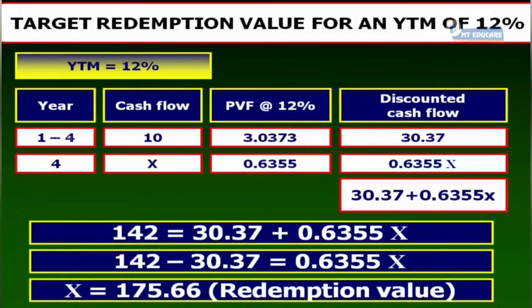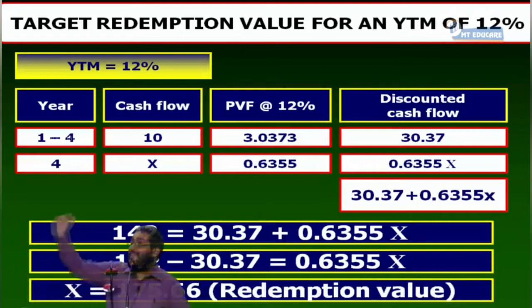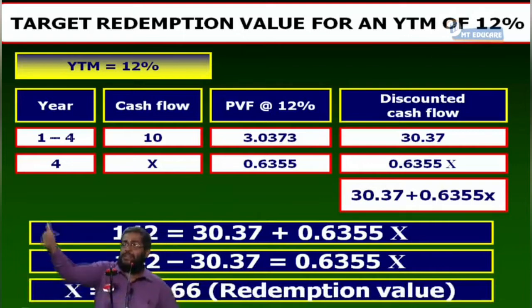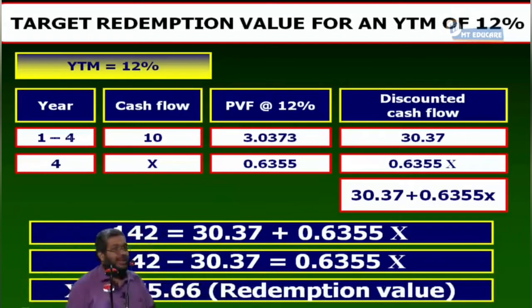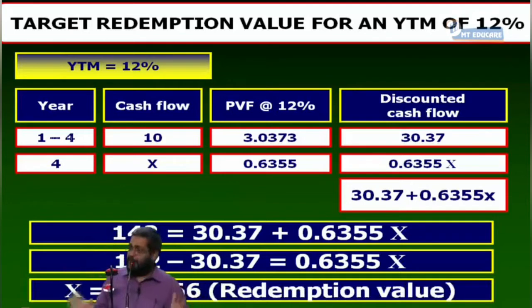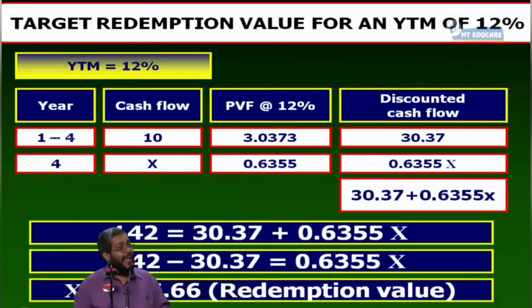4 years. And also I get a redemption value, how much rupees? 175.66. Then only I'll be earning a 12% YTM from this bond. Yes or no? Yes, sir. With coupon alone, I can earn only 10%. Yes, sir. 10% coupon will give me only 10% YTM. A YTM of 12% can be achieved only when I have a redemption value of 175.66. Everybody following or not?